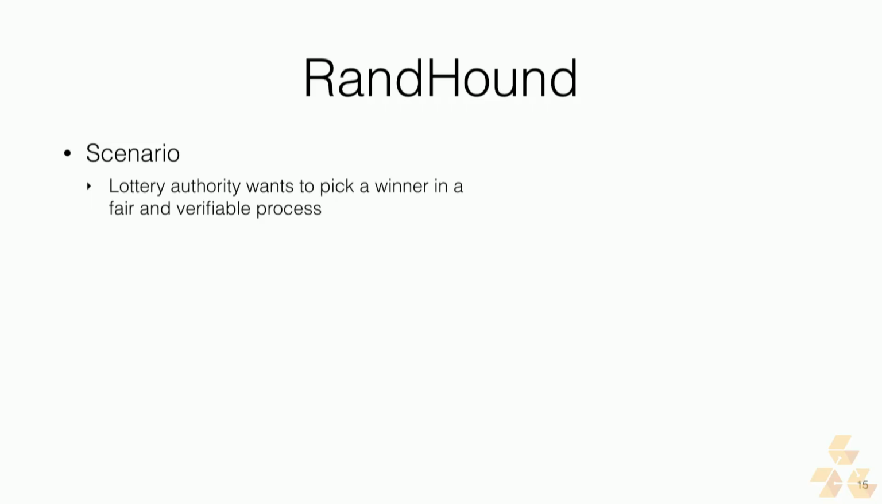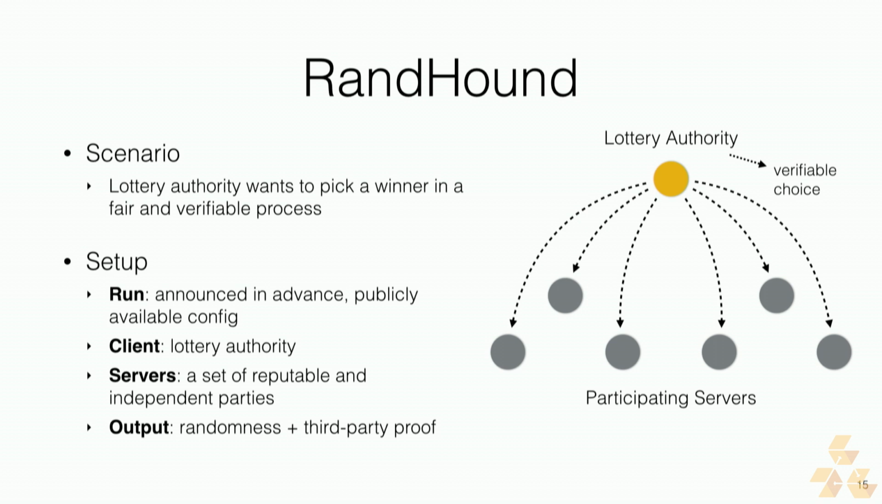So for example, consider a lottery authority which wants to pick a winner in a fair and verifiable process. Then the setup is a client, the lottery authority, would announce in advance, let's say, in 1 week from now, we are doing this lottery mechanism, and I'm setting up this configuration file, and I put it somewhere on a public bulletin board saying, okay, everybody can verify this configuration file. And in 1 week from now, we do this randomness generation. And then the client runs together with the servers this protocol and generates the verifiable choice.